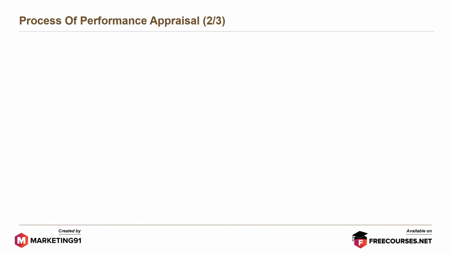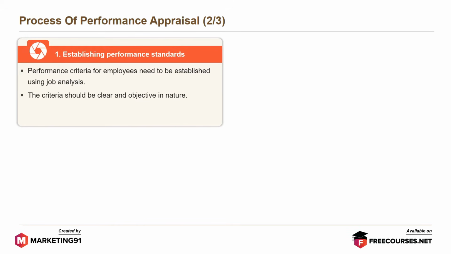The first step in the performance appraisal process is establishing performance standards. Performance criteria for employees need to be established using job analysis. The criteria should be clear and objective in nature.